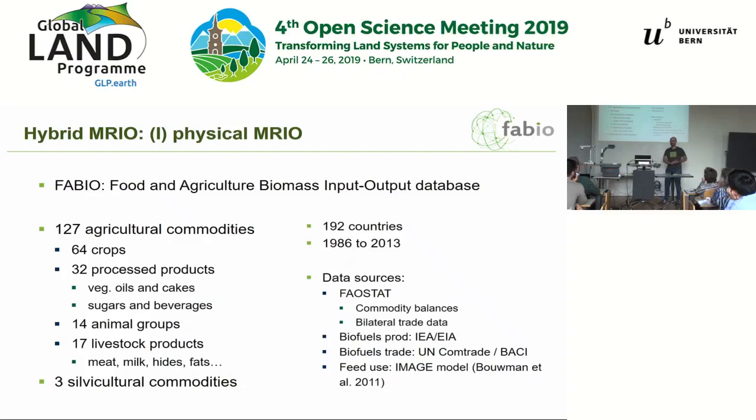This is the recently or the soon published food and agriculture biomass input-output model, FABIO, which covers 127 agricultural commodities and 3 silvicultural commodities. You see here it contains 64 primary crops and 32 processed products, mainly vegetable oils and cakes and sugars and beverages. Then live animal categories, 14, and 17 livestock products. It covers trade between 192 countries and a time series currently of 28 years, starting in 1986.